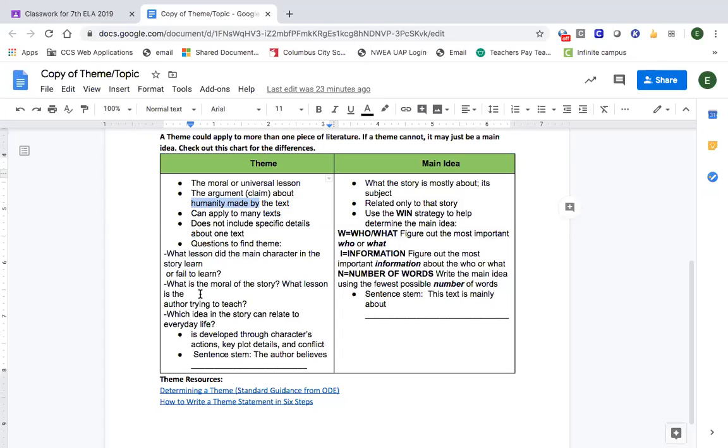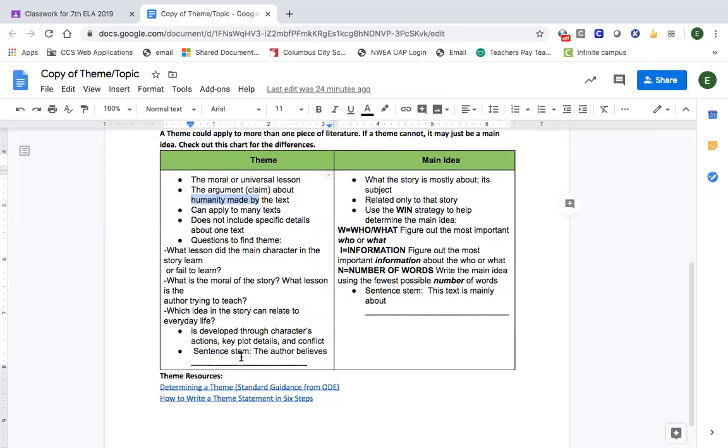So these are some questions we can use to find theme, which we'll talk about. And it's developed throughout the plot and the characters' actions and the conflict. Whereas a main idea is related to only that thing. So you can look at like who or what, the information, and the number of words. So this text is mainly about minerals. Okay?